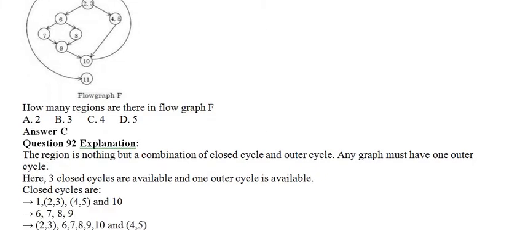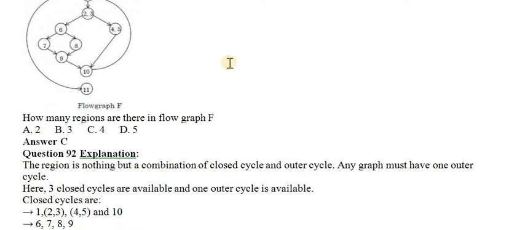Usually any flow graph should have the following condition. Condition number 1: it should have some number of closed cycles and an outer cycle. Usually for any flow graph we count one outer cycle. That is the default. Next we want to find out what the regions are, the inner regions, the closed cycles. So straight away we can easily find out: from 1 to 1, 2, 3, 4, 5, 10, it's one region.